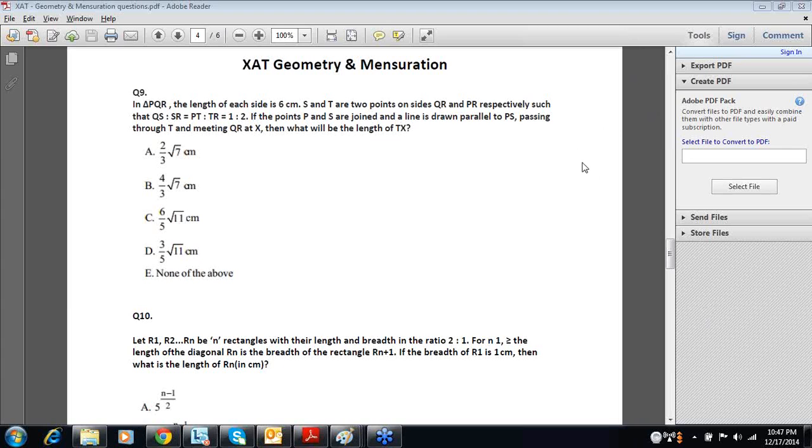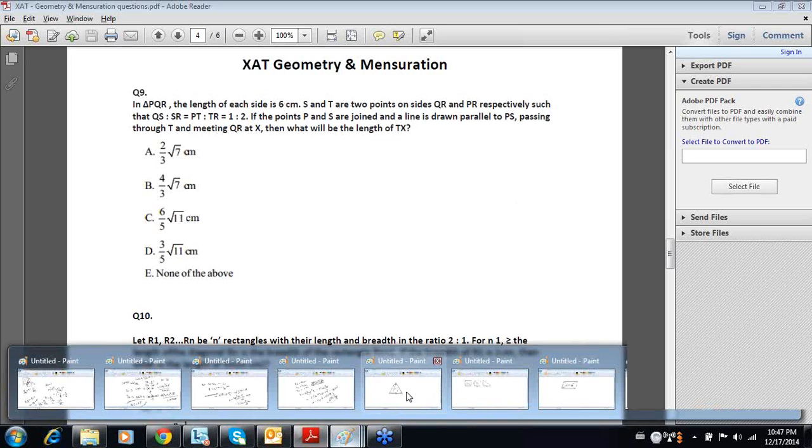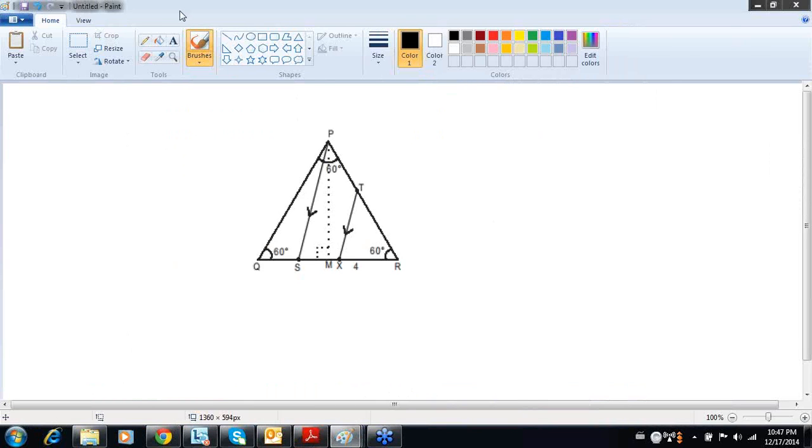Okay, so time is up. Let me solve question number 9 and question number 10. So question number 9, it says what?